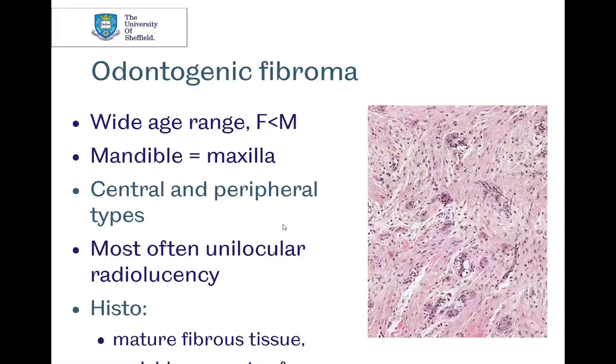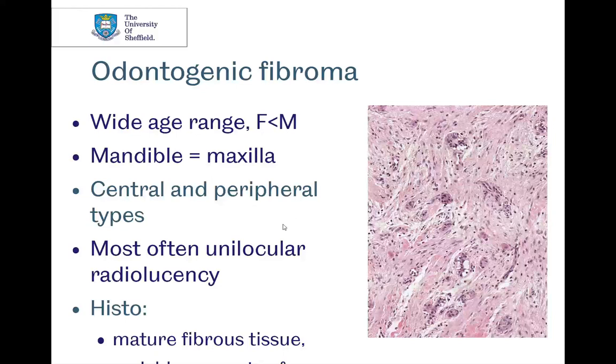Lesions which are very fibrous tend to be called odontogenic fibromas, and they're different from odontogenic myxomas because they do not seem to be as aggressive. They occur over a wide range, both males and females, both in the mandible and the maxilla. And you can get central types, those which arise within the bone of the jaws, and others which arise in the gingiva, which are called peripheral lesions.